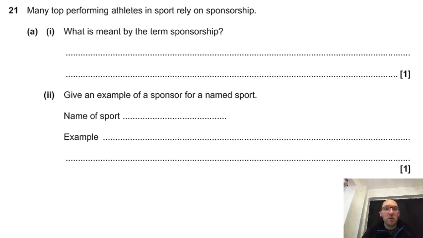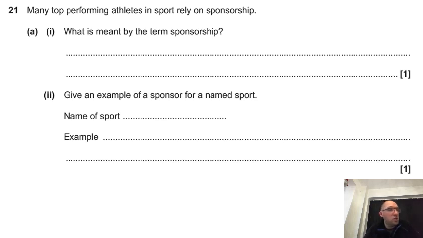Okay, give an example of a sponsor for a named sport. So once again, it's saying named sport. Okay, most candidates could link a sponsor with a named sport. This was well answered. So, an example of a sponsor in a sport, any suitable example, e.g. Adidas for tennis, or Barclays Premier League for football, or O2 for England Rugby Union. So it's looking for a sport and it's looking for the name.